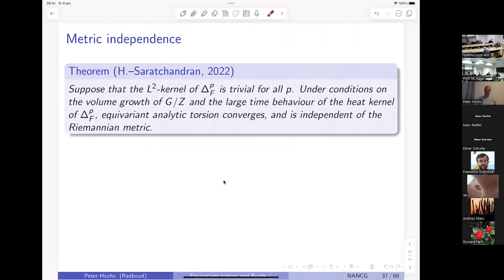In any case, we could only prove metric independence under some conditions. Not stating them explicitly, but supposing that the L2 kernel of this Laplacian is trivial, just like in the compact case, where we would like the cohomology to vanish. Under some conditions, which are somewhat restricted, and which depend on the volume growth of this and on the large time behavior of heat kernels, we have convergence of equivariant analytic torsion and independence of the metric.